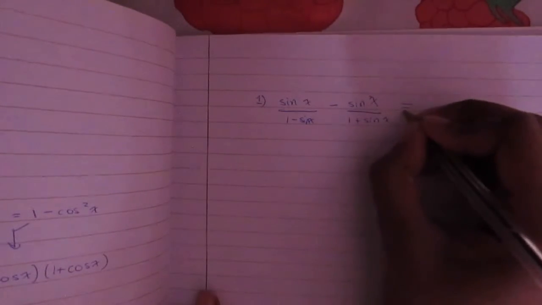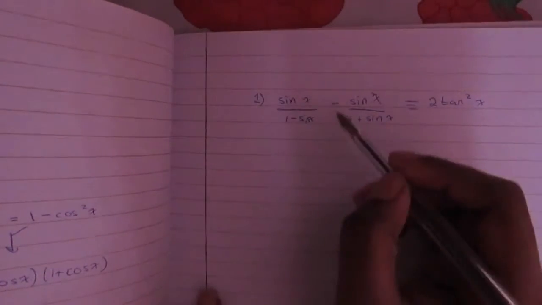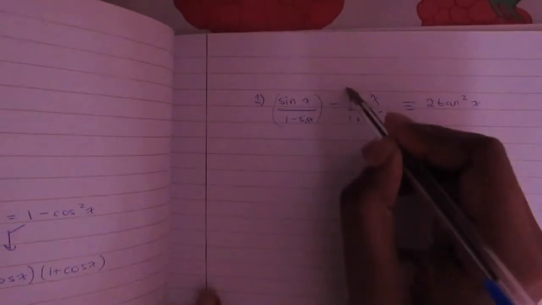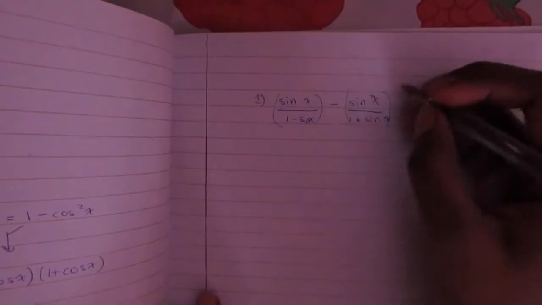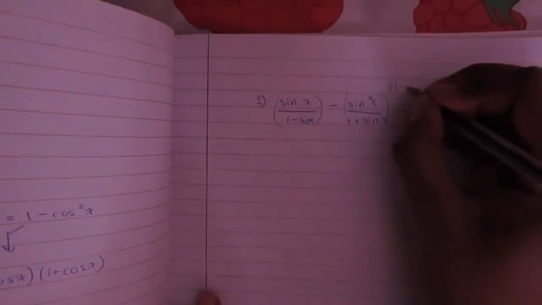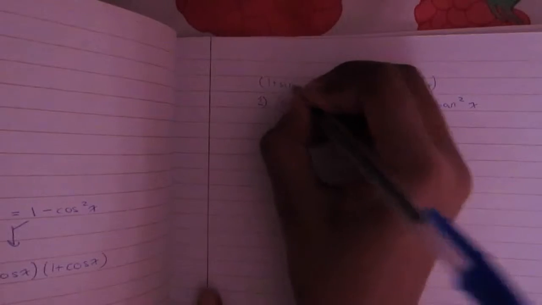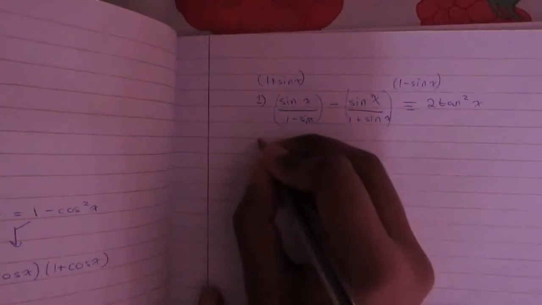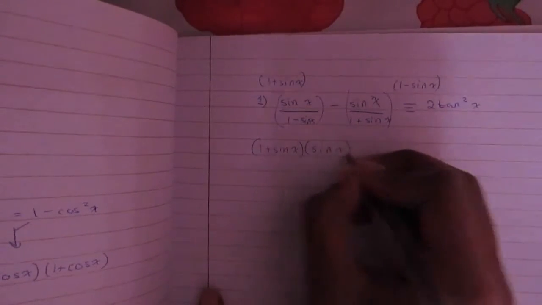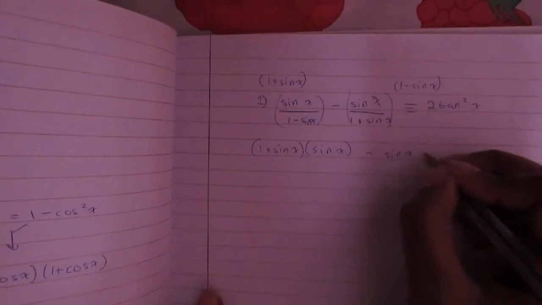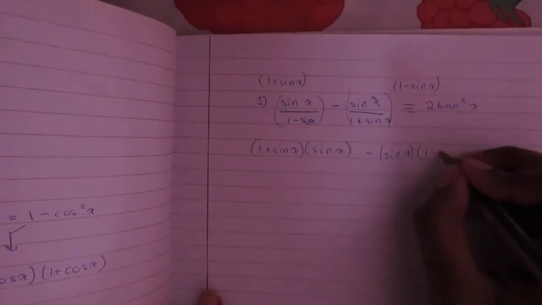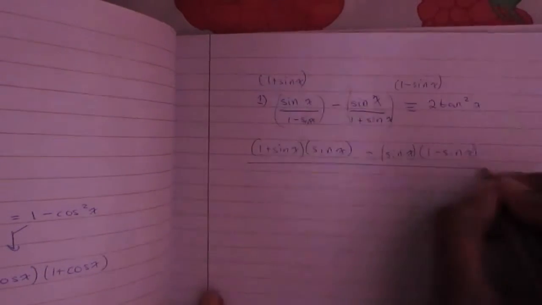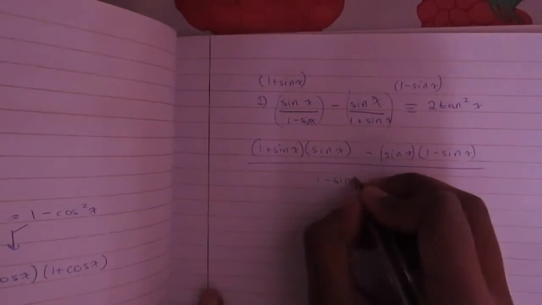So what we're going to do is find the common denominator. We're going to make sure that they have the same denominator. In order to do that, we're going to multiply the 1 plus sine x with 1 minus sine x, and the 1 minus sine x with 1 plus sine x. So just write it out, and then you can expand it later. And then you have 1 minus sine x times 1 plus sine x.